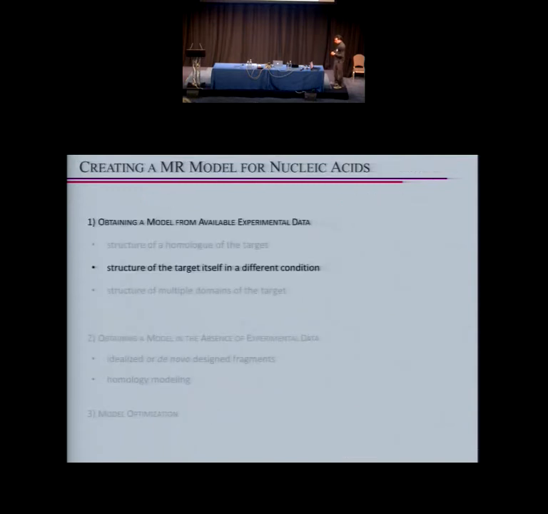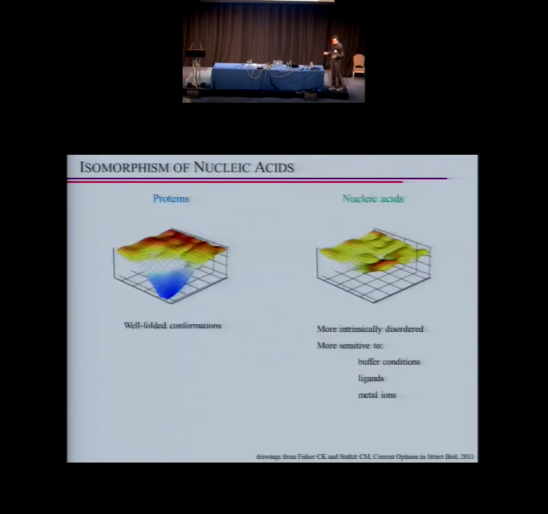So another standard case when one would use molecular replacement to solve the structure of a target is when the structure of the target is actually already available, but one wants to investigate it also in different conditions. So this approach is sometimes considered problematic for RNA because RNA and nucleic acids in general are considered to be more intrinsically disordered and therefore more sensitive to changes in buffer conditions, ligands, and especially metal ions that are really essential to maintain the tertiary fold and the stability of these molecules.